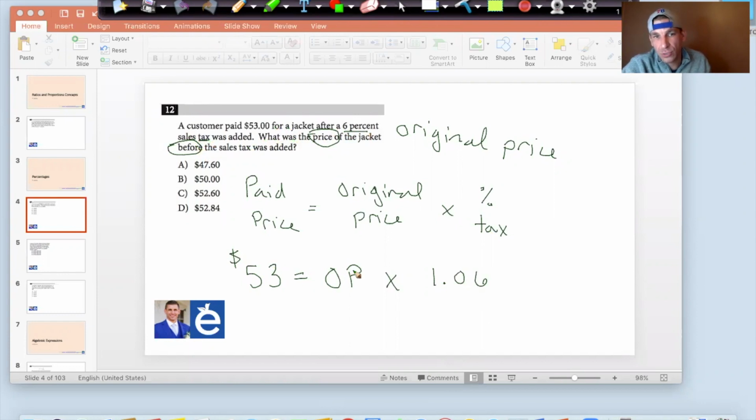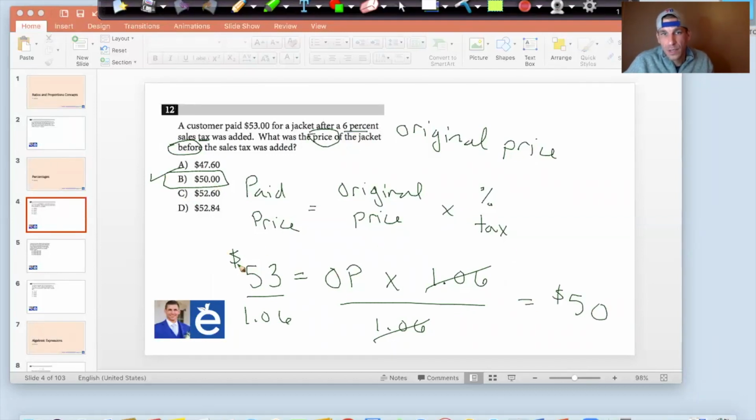So all I'm going to do in order to find my original price is divide both sides by 1.06. When this happens, I get my original price. Quickly plugging this into the calculator to save a little time, we have 53 divided by 1.06, and it is $50. Great, so $50 is my answer in this instance.